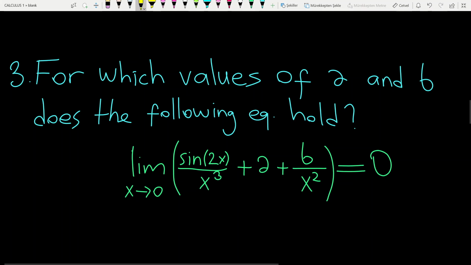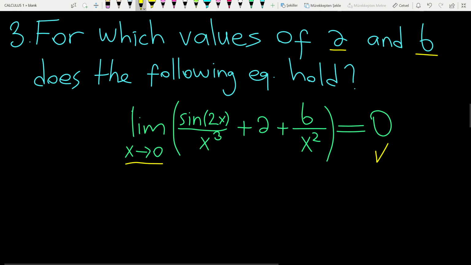Let's continue. For which values of a and b does the following equation hold? So we have a limit question, and the answer of the limit is given. So what do we have? When x tends to 0, when you first look at this question, you have a here. When x tends to 0, this part tends to infinity, since b can be any number. I think the first step is to make the denominators equal to each other.